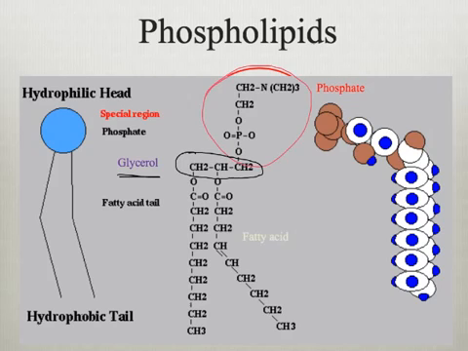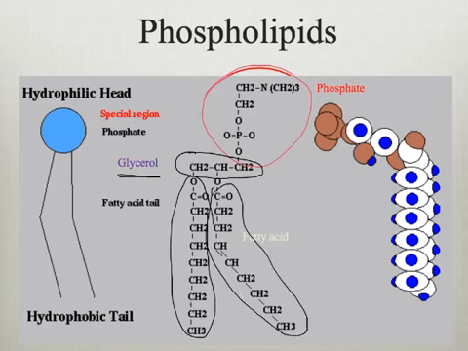Just like triglycerides, they have 2 fatty acids. You can see here I have a saturated fatty acid, here I have an unsaturated fatty acid. And for phospholipids, it doesn't matter if they're saturated or unsaturated. They just have 2 fatty acids and a glycerol. However, where a triglyceride would have a 3rd fatty acid right here, instead, what a phospholipid has is a phosphate group. You can see what I've circled in red there, that's the phosphate group.